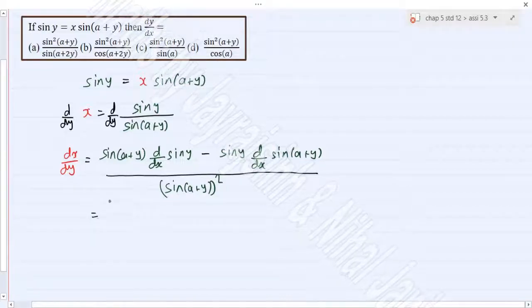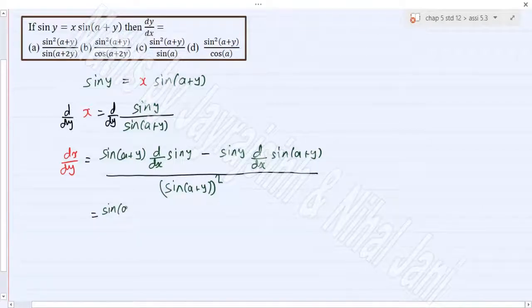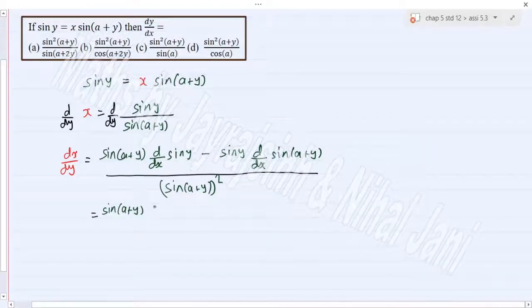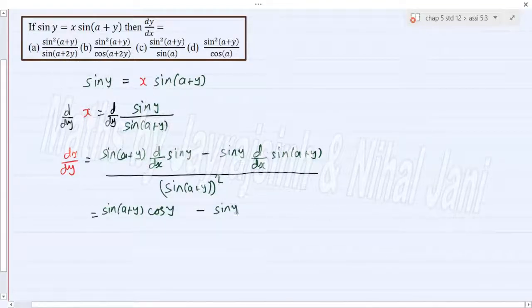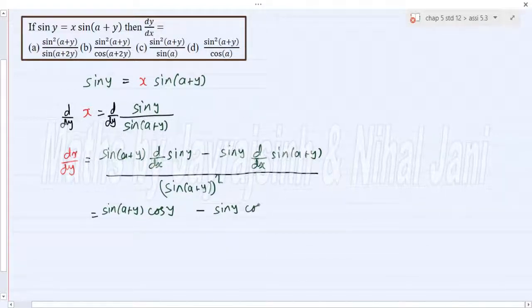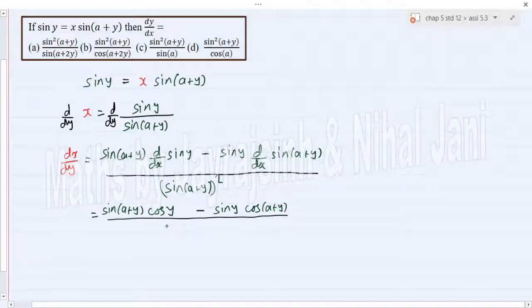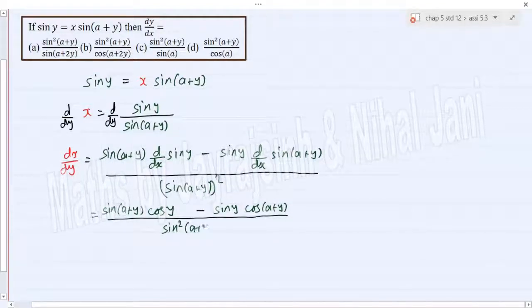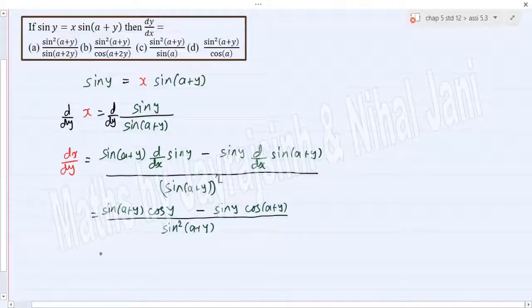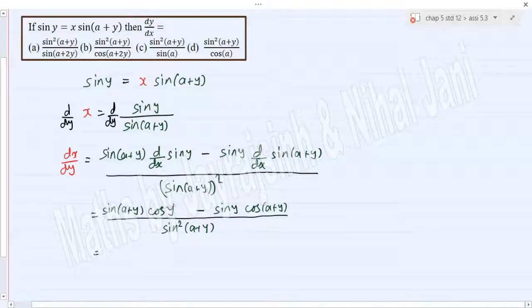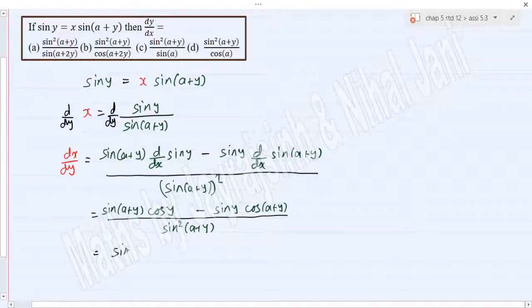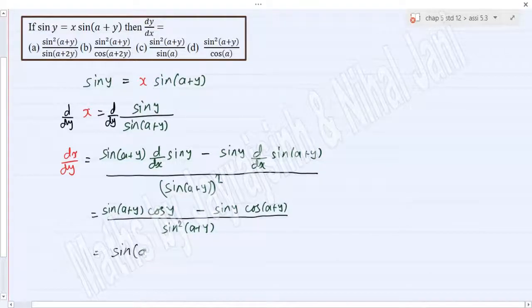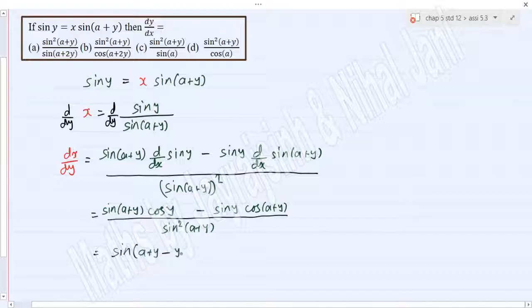Now, let's simplify. In first term, your sin a plus y is as it is. Differentiation of sin y is cos y, minus sin y will be as it is. Differentiation of sin a plus y is cos a plus y, upon sin square a plus y will be as it is. Now, in numerator, we form sin alpha cos beta minus sin beta cos alpha, which is the formula of sin alpha minus beta, or we can say a plus y minus y, upon sin square a plus y will be as it is.